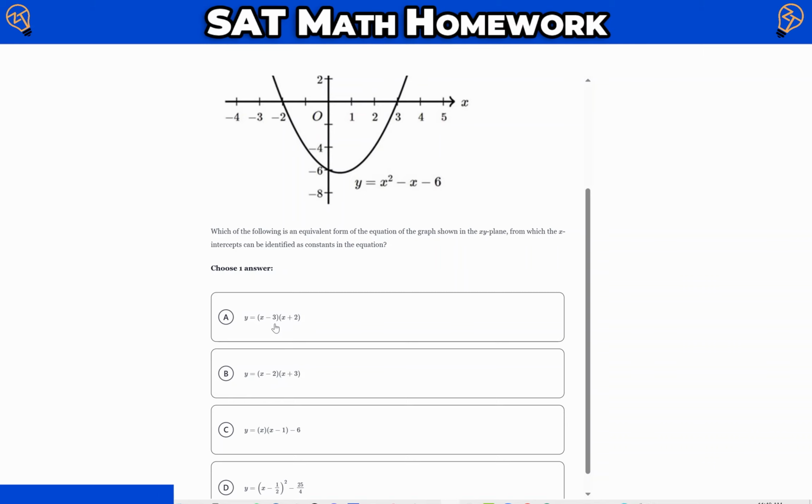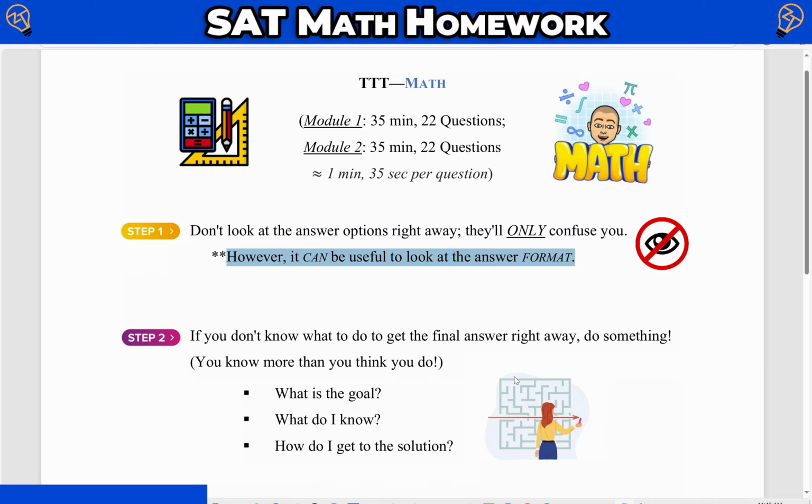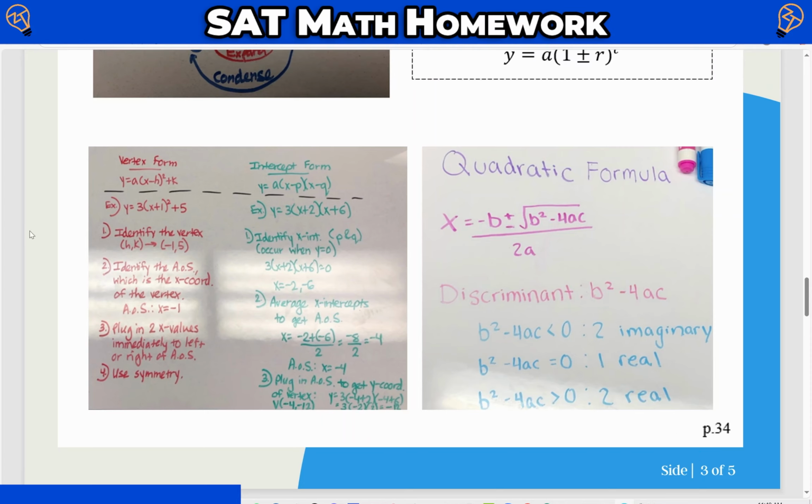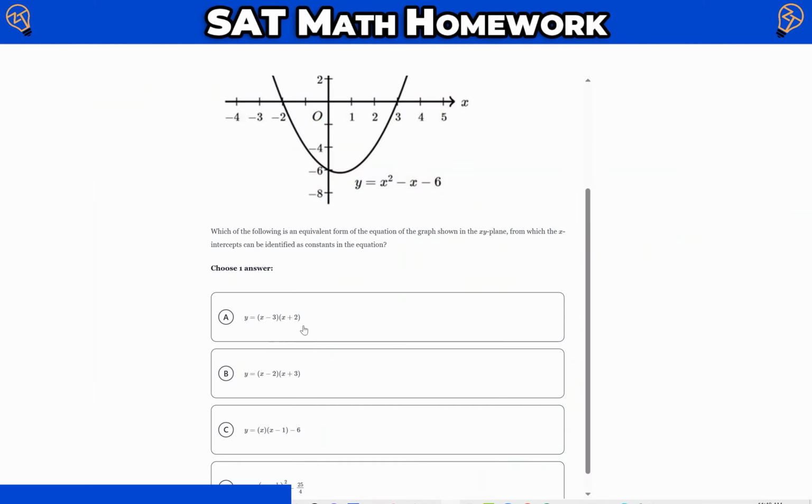And when we look at the answer options, specifically A and B, you can see that they're in a different form. Now, if we go to page 34, so side 3 of our math reference document, we can see these two other forms are vertex form and intercept form. And options A and B are in intercept form. So let's go ahead and observe what are these x-intercepts.